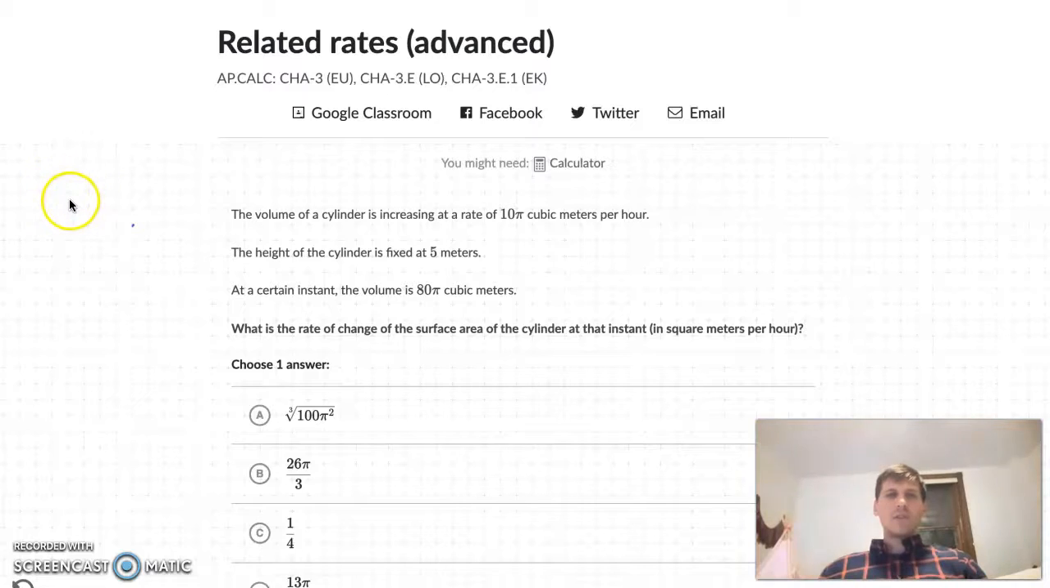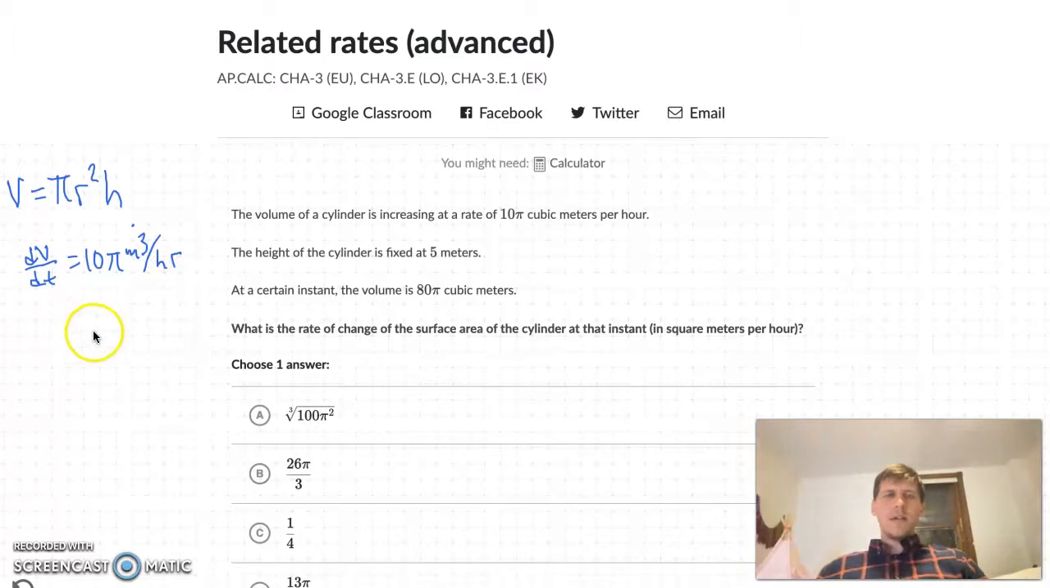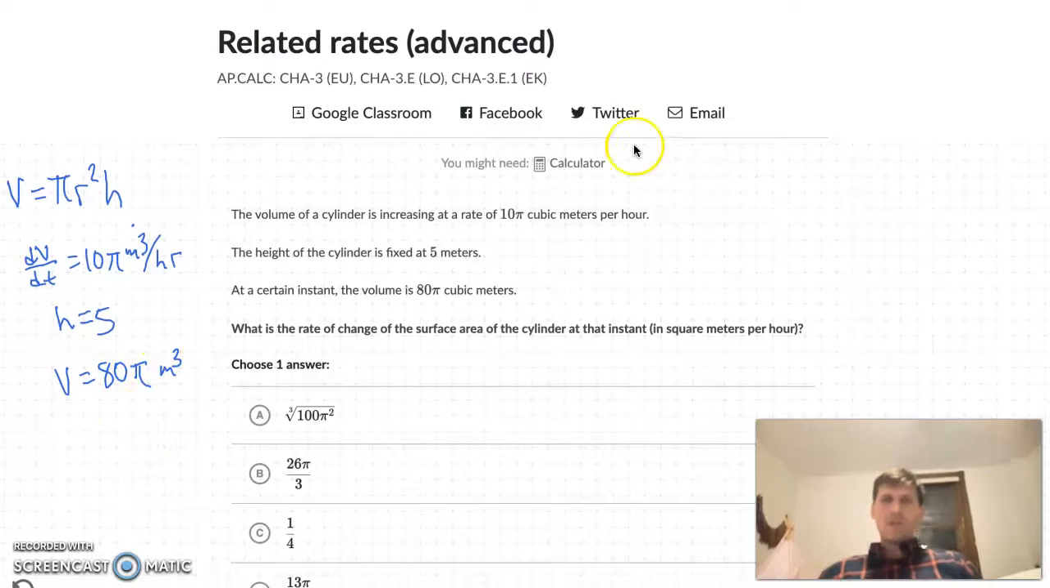The volume of a cylinder, okay. I'm pretty sure that's the base times the height, or for a cylinder is pi r squared h. It's increasing the volume at a rate of 10 pi cubic meters per hour. The height of the cylinder is fixed. Oh, okay, so the height is actually just 5 meters. And at a certain instant, they're telling us the volume is 80 pi cubic meters. What is the rate of change of the surface area?